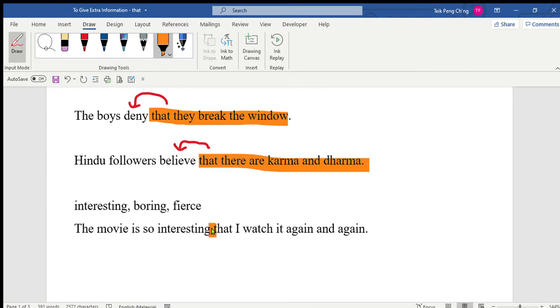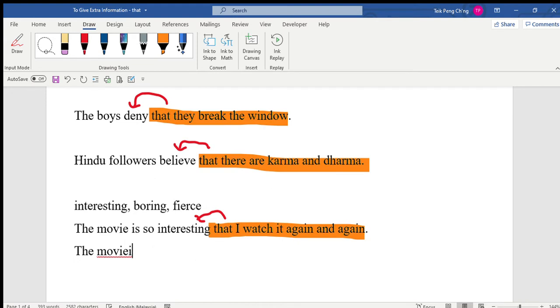So the "that" clause at the back tells us how interesting the movie is, the extent of how interesting the movie is. The movie is so interesting that I watch it again and again. Next, boring. The movie is so boring, and then you want to explain how boring the movie is. It's so boring that I fall asleep in the cinema.